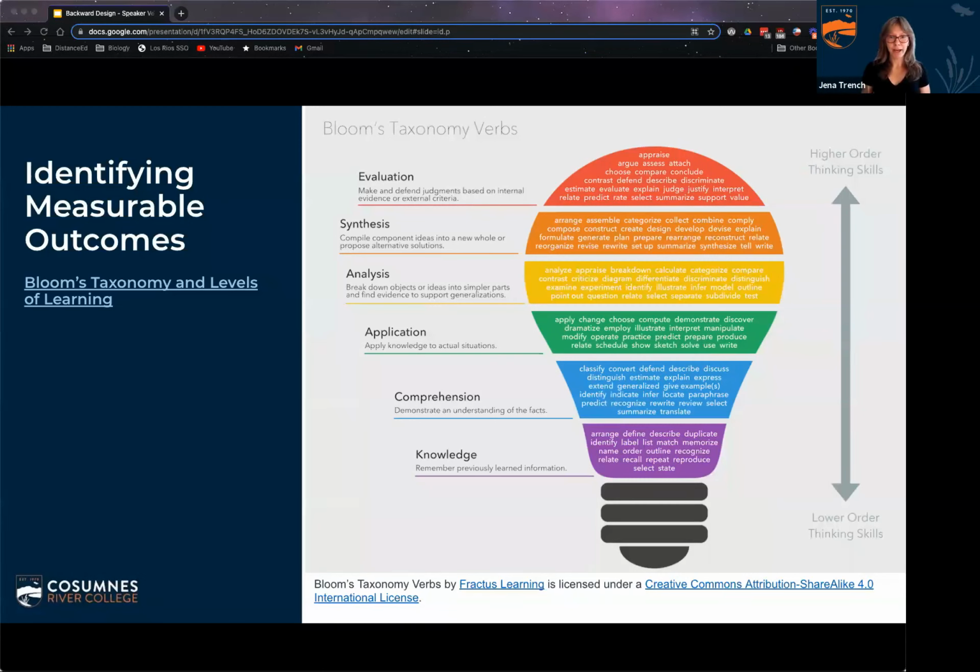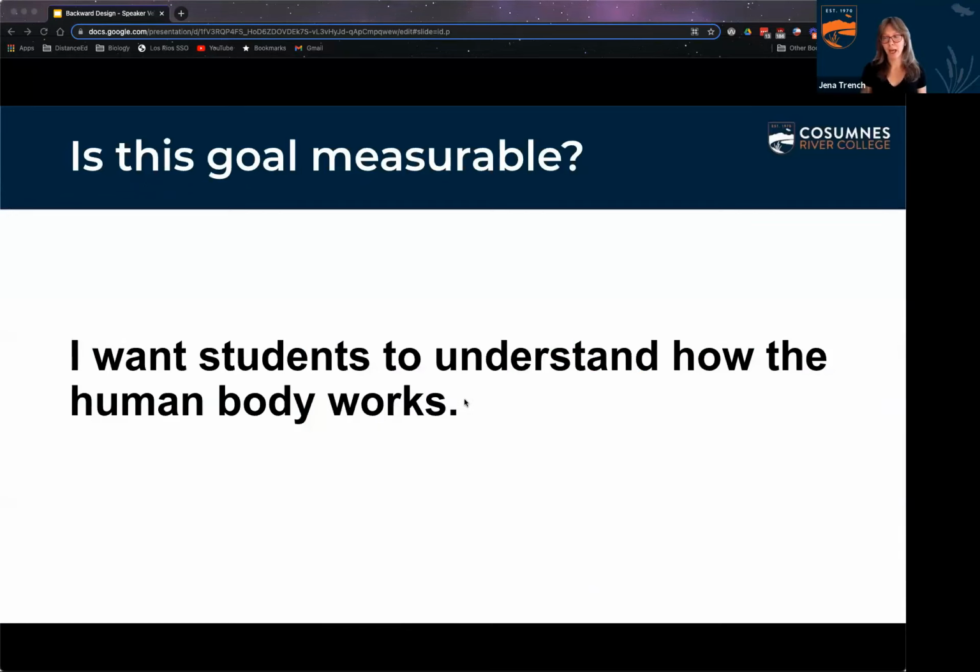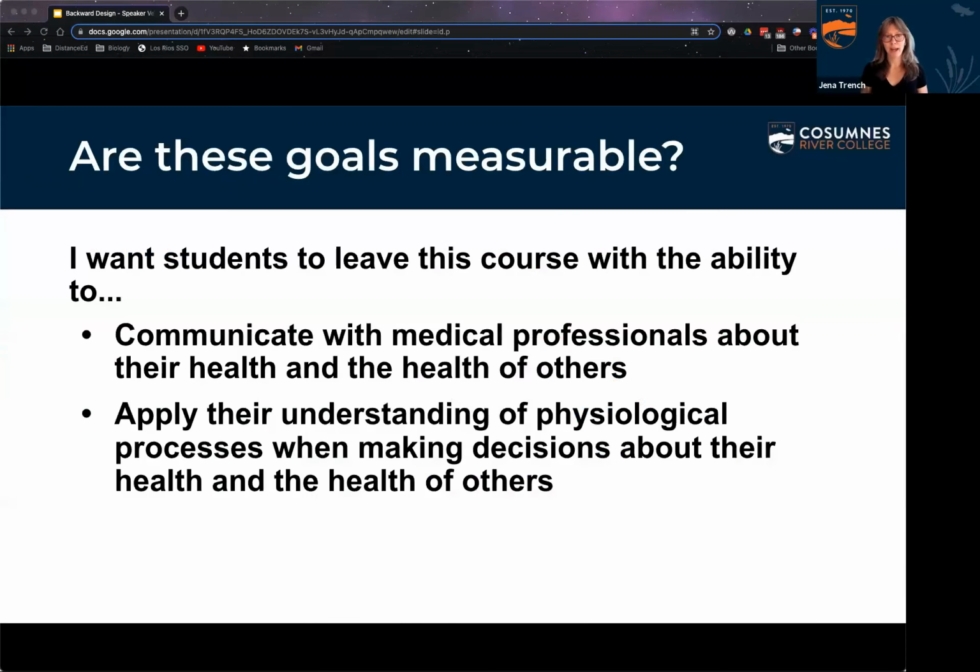So after I wrote this one, I thought about, okay, well, it's not measurable. So let's try these instead. Let's see how I did. Did I get to a point where I can measure the outcome? So in my introductory anatomy and physiology course, I want students to leave this course with the ability to communicate with medical professionals about their health and the health of others, and apply their understanding of physiological processes when making decisions about their health and the health of others.